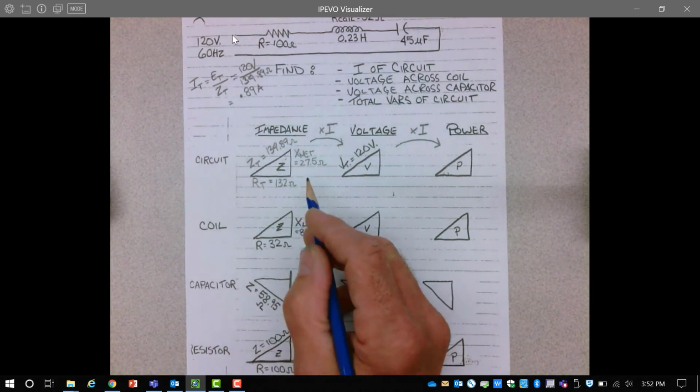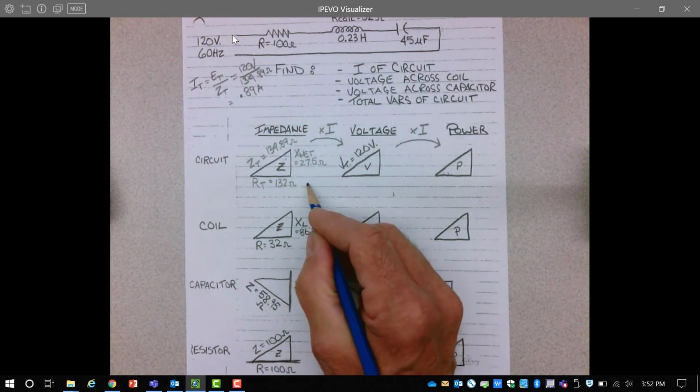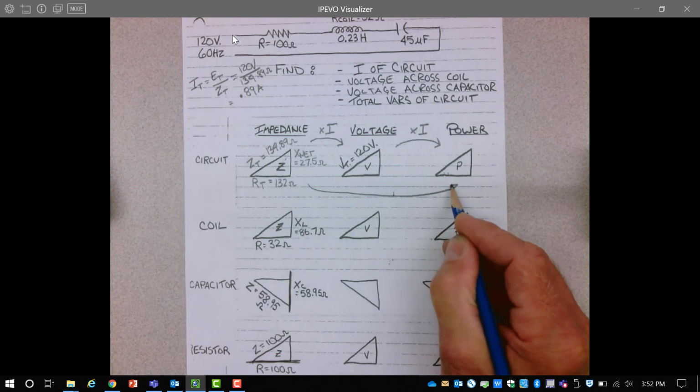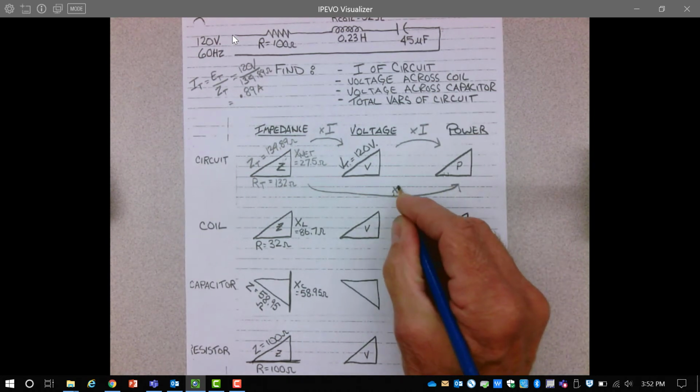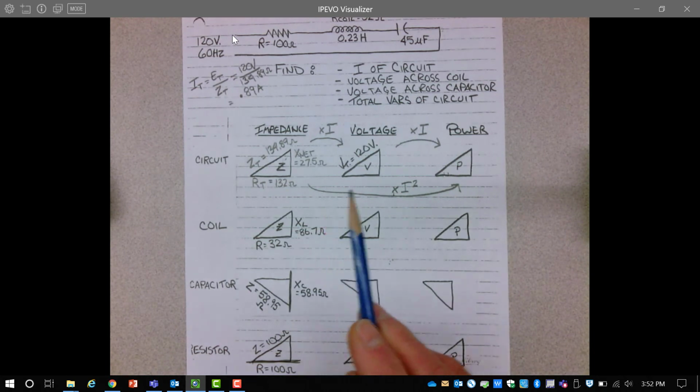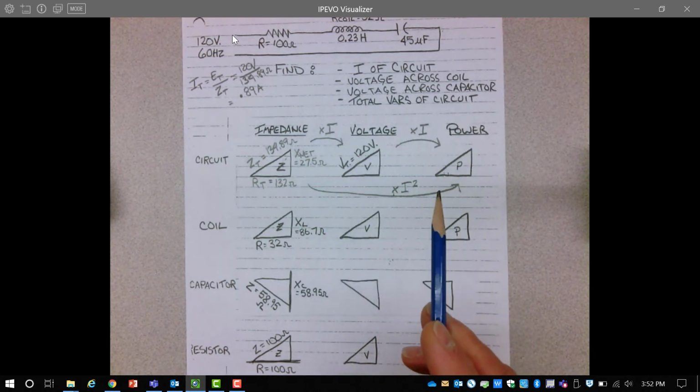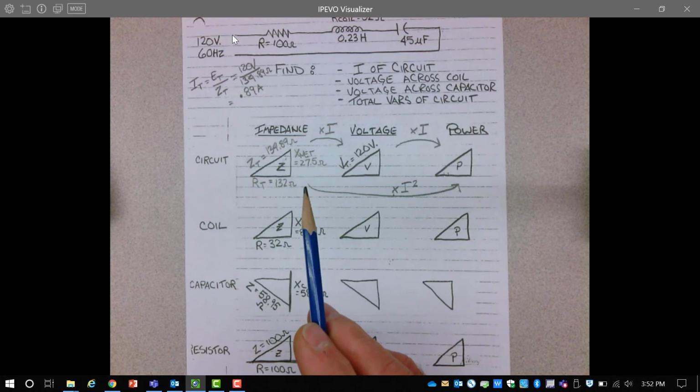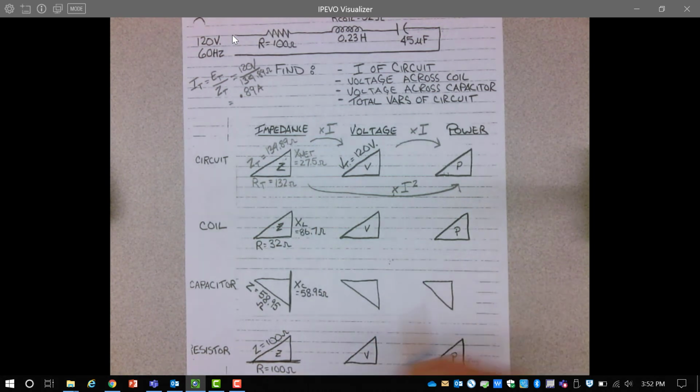I can also go from impedance right to power by multiplying by I squared. So it's easy to use the current to move across the triangles, or to move from the power triangles back the other way, if we were only given power triangles for a circuit, let's say.